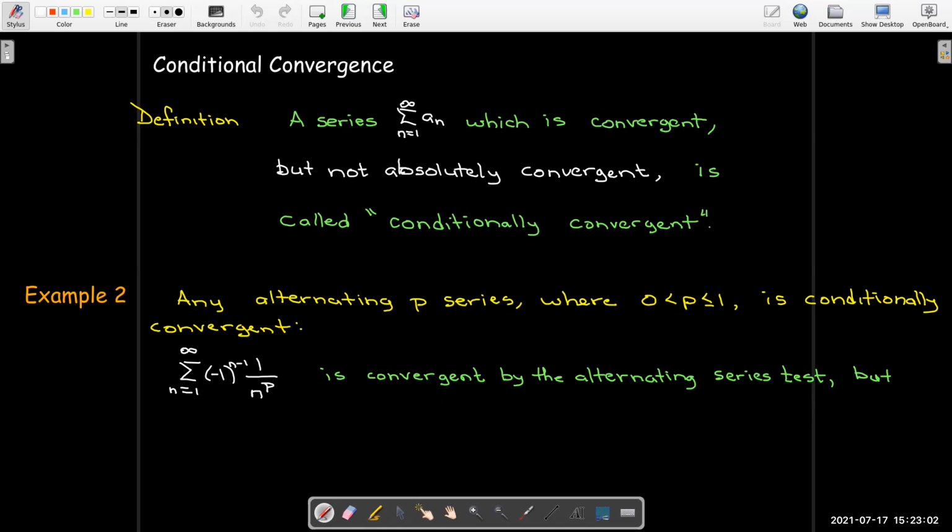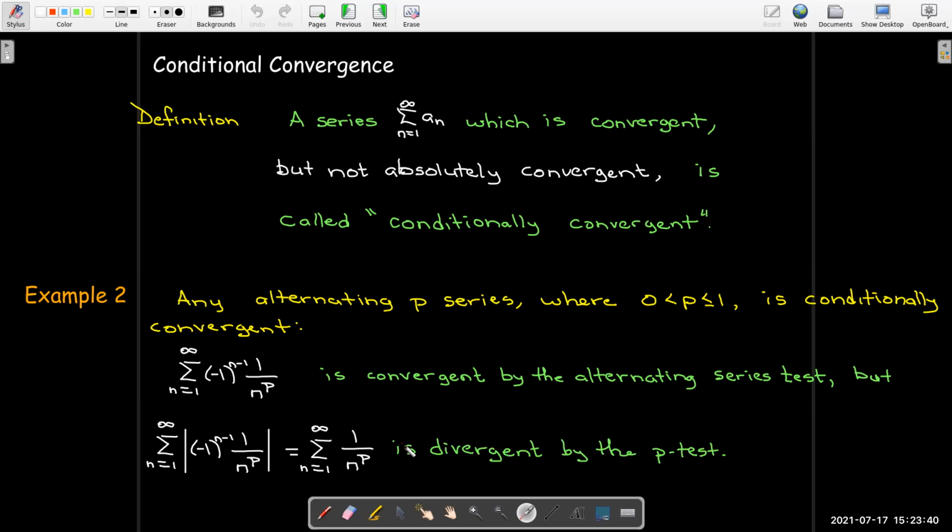I know that if I look at the alternating p series, where p is between 0 and 1, these terms are going to be decreasing, and their limit is going to be 0 as long as p is bigger than 0. So that'll be convergent. But if I look at the series where I take the absolute value of the terms, that just gives me the original p series. And the p-test tells me that p has to be greater than 1 in order to get convergence. So these are divergent.